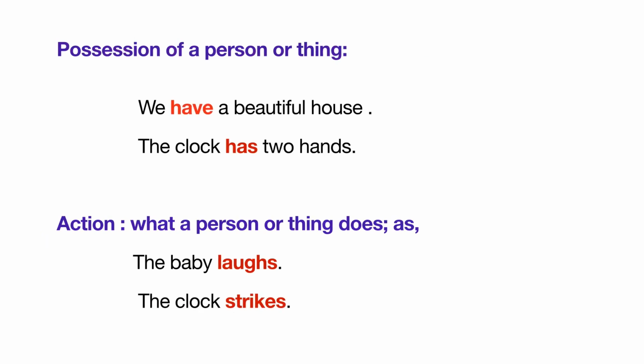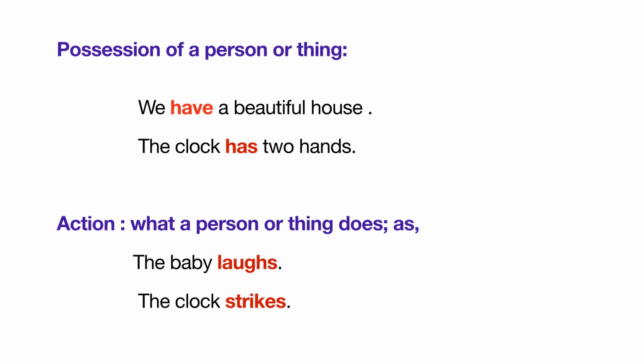Next is possession of a person or thing. We have a beautiful house. The clock has two hands. Have and has show the possession or belongingness. Have tells about we. We have a beautiful house. And next, has tells about clock. The clock has two hands.